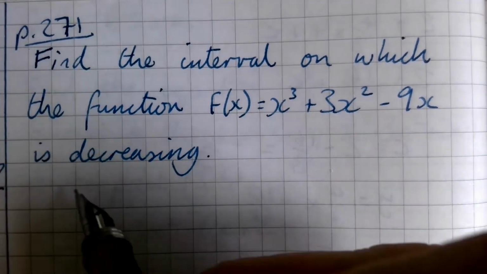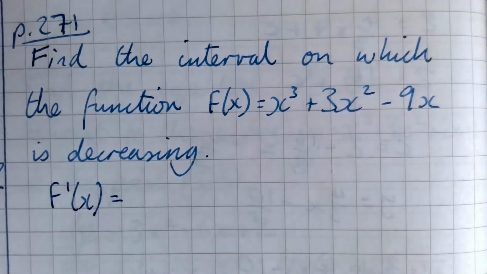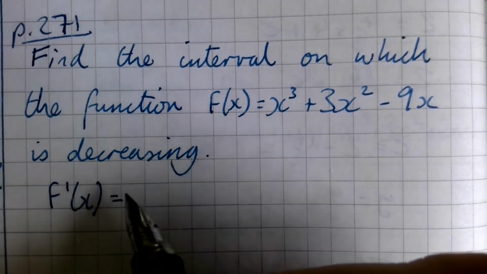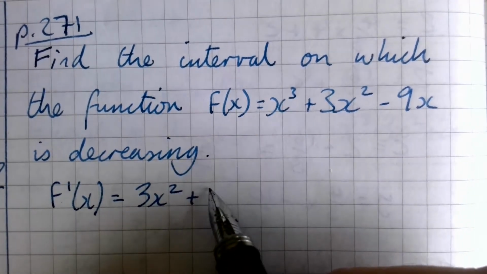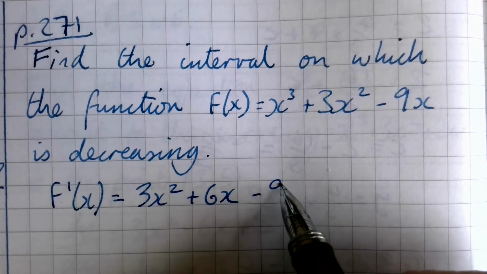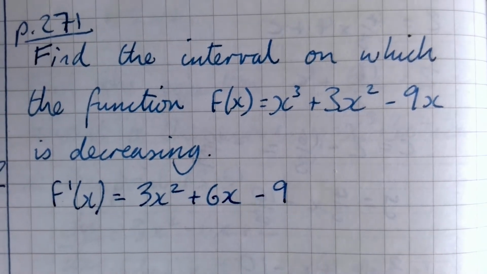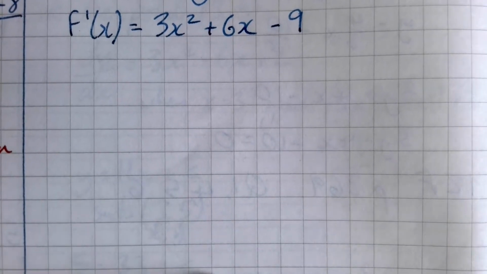First up then, we differentiate. So have a little go, see if you can do that. And you should have 3x squared plus 2 times 3 is 6x, and then just minus 9. Now that's giving us a quadratic, and we want to know when that function is equal to 0.